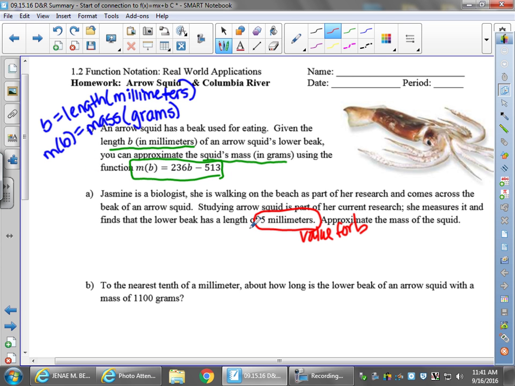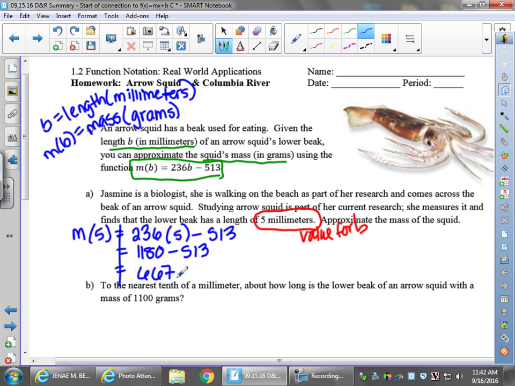So how am I going to show working with this number? What am I going to write? What can I write? There's only one thing I can write. I want to use this model to find the mass. M of 5. Very good. Go for it. M of 5 equals 236 times 5 minus 513. Let's get our answers, get a label on that answer, and we'll compare. Let's see if we match when you're done.